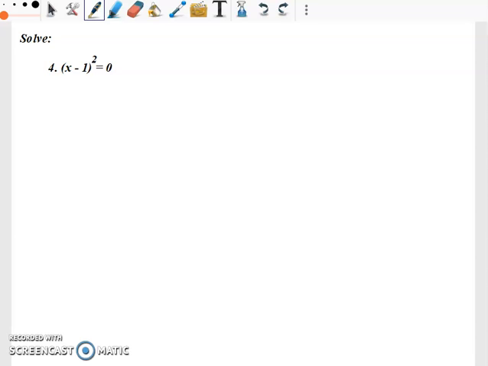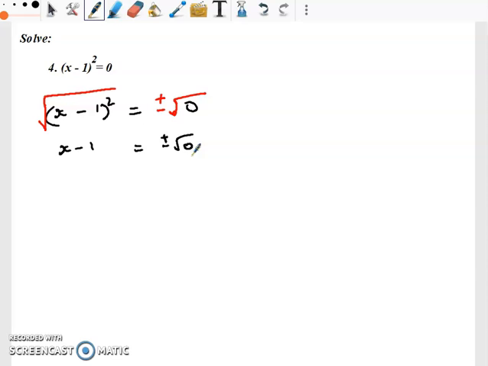The same thing as the previous one. Whenever it is in this form, let me rewrite this one again: x minus 1 all squared equals 0. All you need to do when it is in this form is just find the square root. Whatever you do to one side, do it to the other side as well. But this side will be a plus or minus square root of 0, right? So the square root sign will remove the square. So we have x minus 1 equals plus or minus the square root of 0.